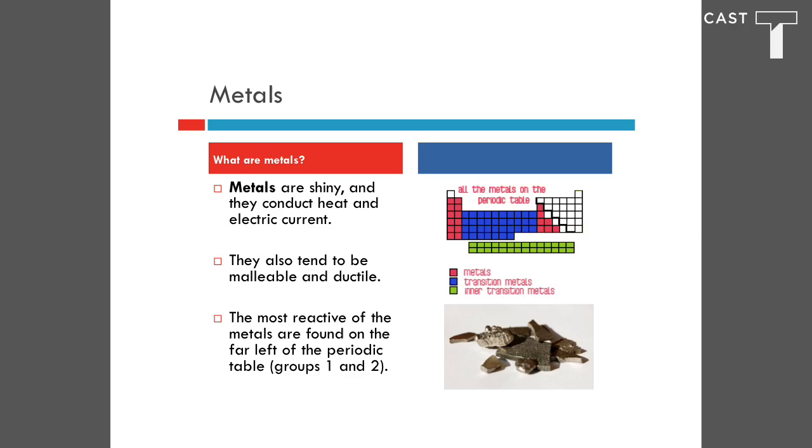Metals have similar properties. So metal elements tend to be shiny, they conduct heat and electricity well. They also tend to be malleable and ductile. That means that they can be bent and turned into wire. The most reactive of the metals are found on the far left of the periodic table, in groups 1 and 2. Being more reactive means that they are more likely to combine with other elements on the periodic table.